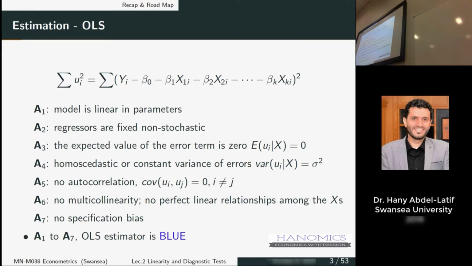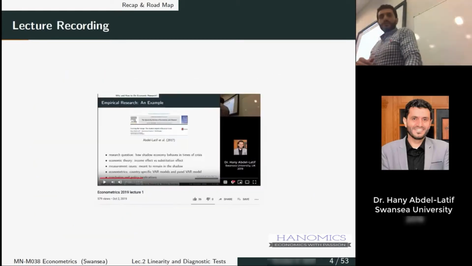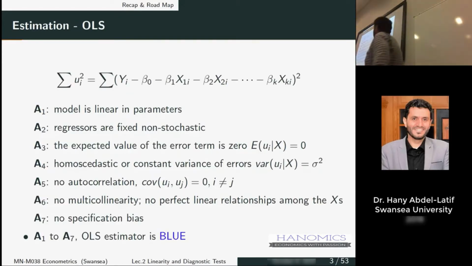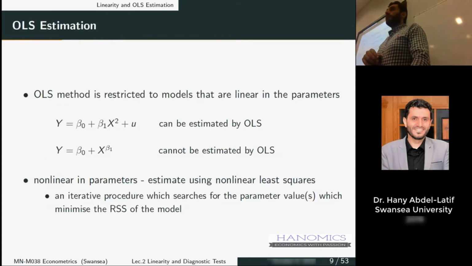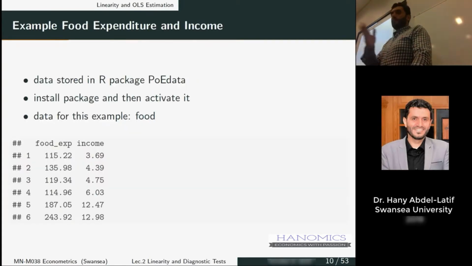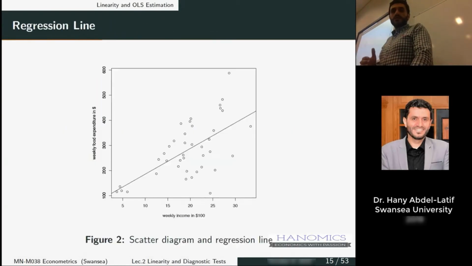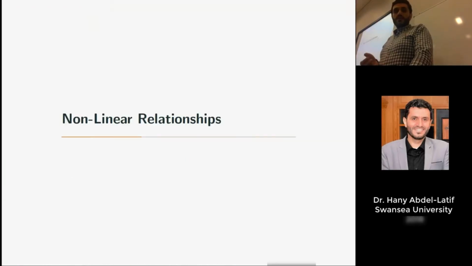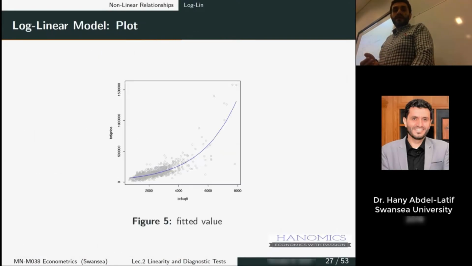So the rest of this lecture and the next lecture, we'll be talking about diagnostic tests, how to actually test for these assumptions, whether they are valid or not. What I wanted to start with is a very simple assumption, assumption 6, that there is no multicollinearity. I want to explain what that means. Next time we will probably cover 2 or 3 more assumptions and how to test whether they are valid.